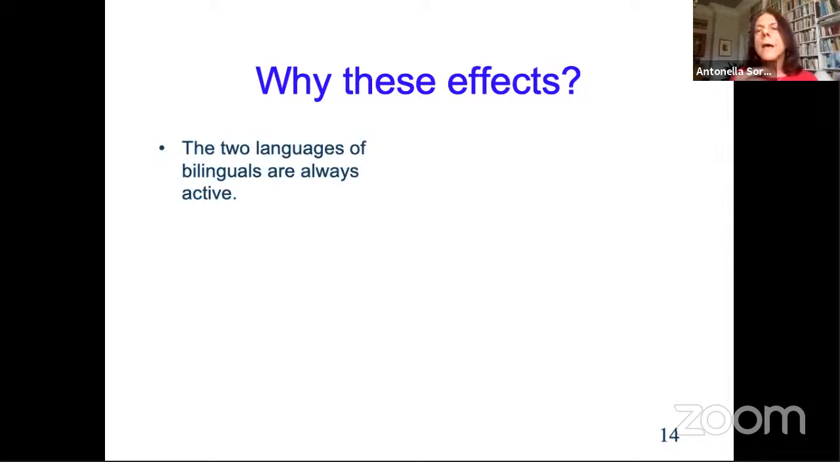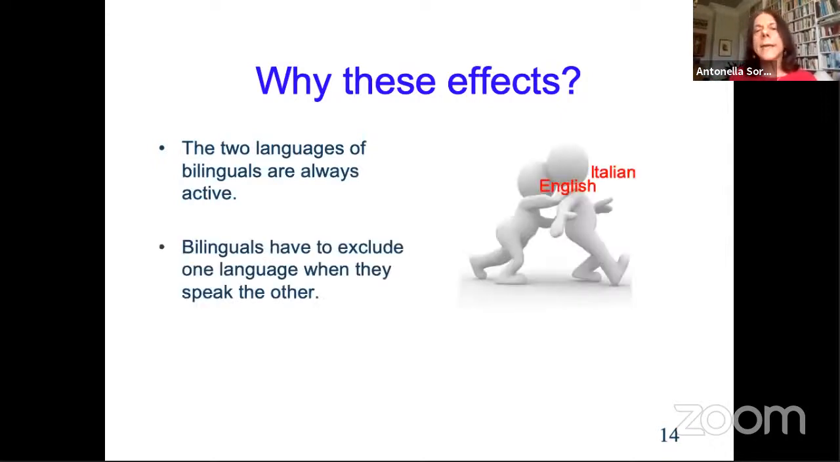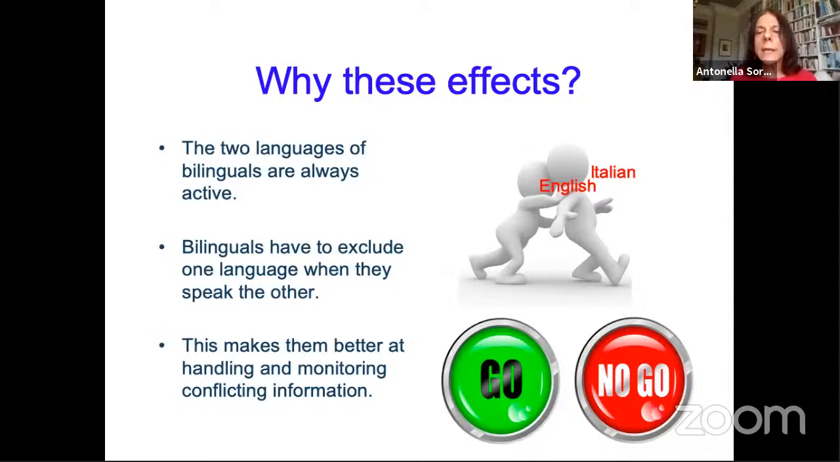Some of these effects have been associated with the fact that in a bilingual, again in a broad sense, languages are simultaneously active. And so bilinguals, when they speak one language, have to exclude the language or languages that they're not using. In my case, I'm speaking English to you. My Italian is very active in my brain, and my brain is working to exclude Italian and the other languages I know, so that they don't interfere with my English. And this practice, rooted in the control of languages, is arguably extended outside the language domain and leads to a better ability to handle and monitor conflicting information.